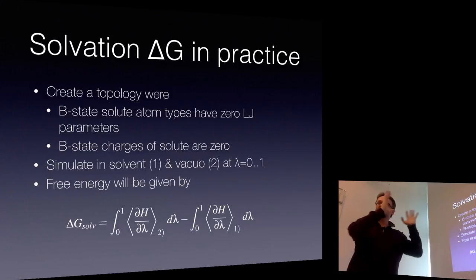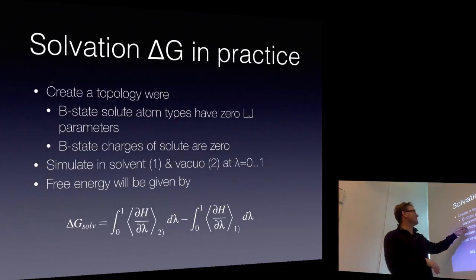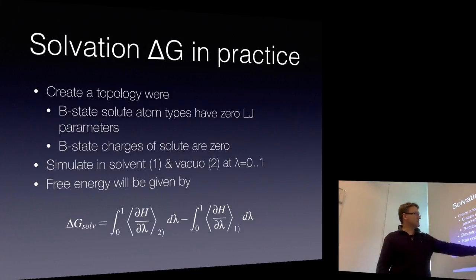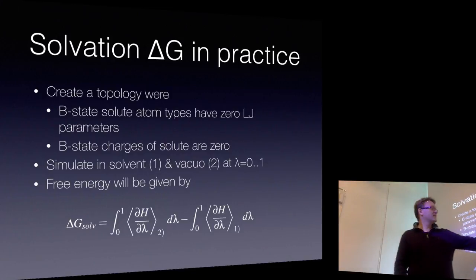So one set would describe, I have all my charges, and then I have another B state where I've set all my charges and Lennard-Jones parameters to 0. And then I calculate these two simulations. This dH/dlambda is something you get in the log file. And then I just integrate these numbers, and boom, I get the free energy difference.